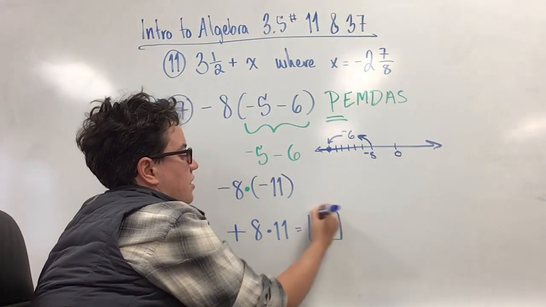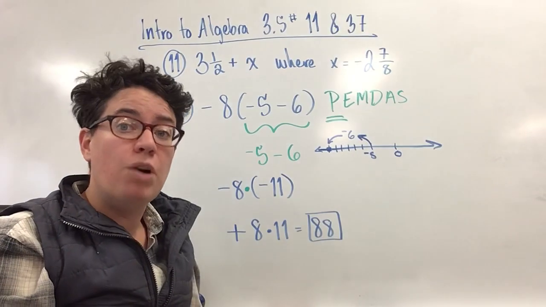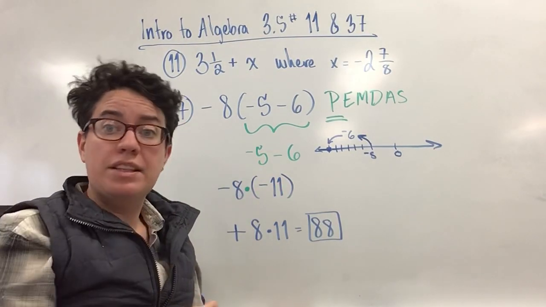So if you're stuck on 37, 39, or 41, order of operations, parentheses first.